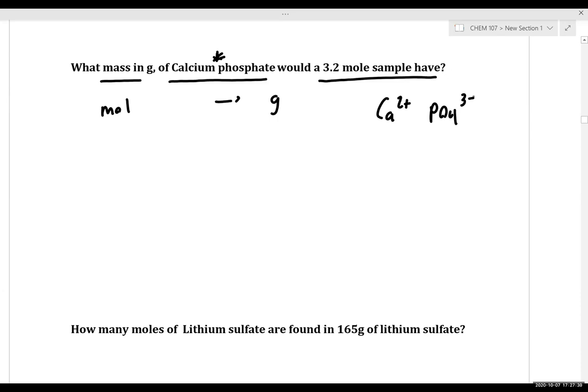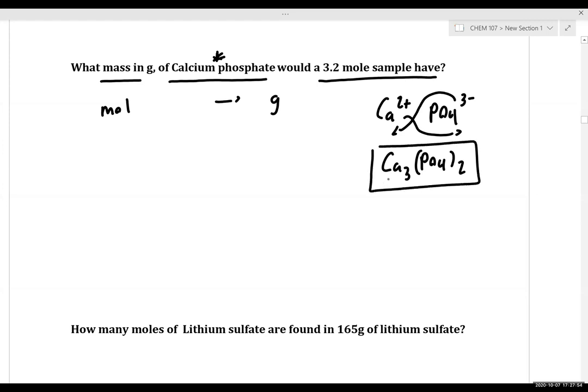Now that we have each of our ions, to get the formula, we simply cross each of our charges into the subscript. So that gives us calcium 3, PO4 2. Now, with this information in mind, we can calculate the molar mass of calcium phosphate.